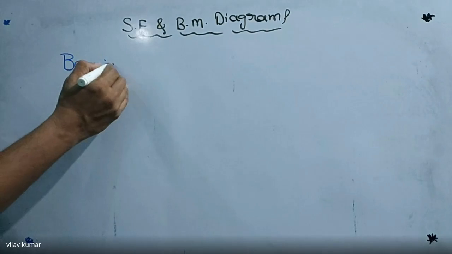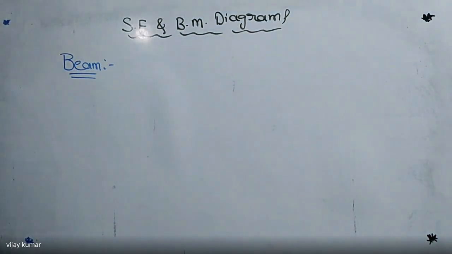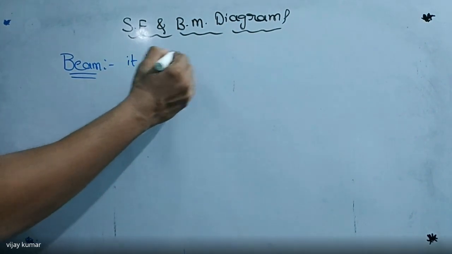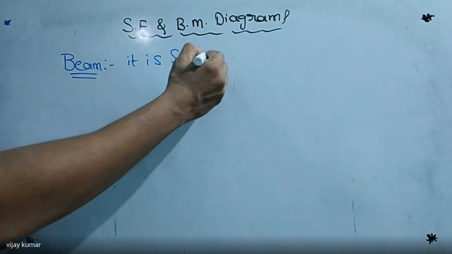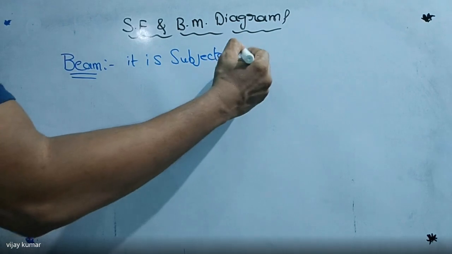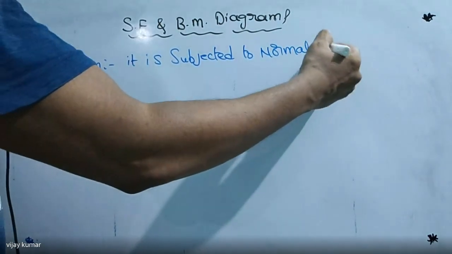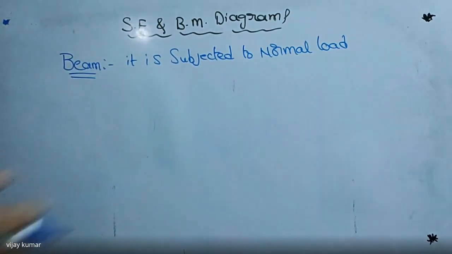What is a beam here? A beam is a structural member which is subjected to normal loads. So that is named as a beam.